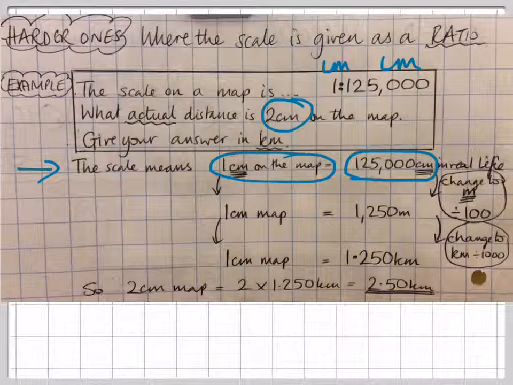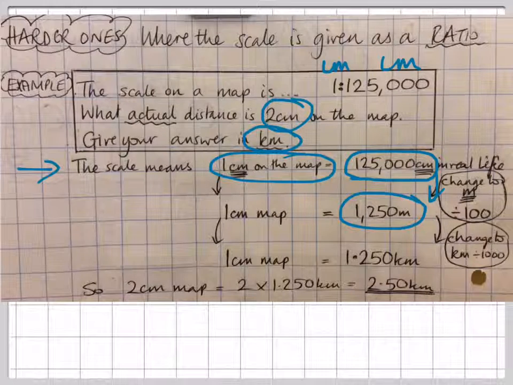Now, when we're measuring long distances, we certainly don't measure them in hundreds of thousands of centimetres. So what we need to do now is convert this second measurement to metres and kilometres, especially because it asks us to give kilometres as the answer. So here we go. Let's change the right-hand measurement first of all into metres. It needs to be one step at a time. To change centimetres into metres, we have to divide by 100 because there's 100 centimetres in a metre. So when we divide by 100, we get 1,250 metres. It's still 1 centimetre on the map.